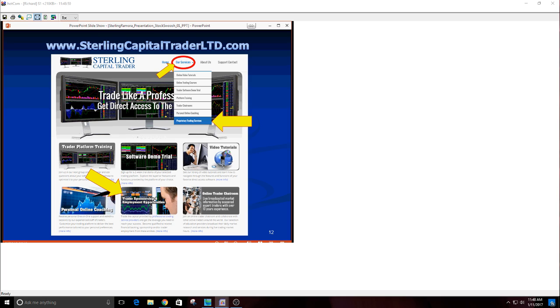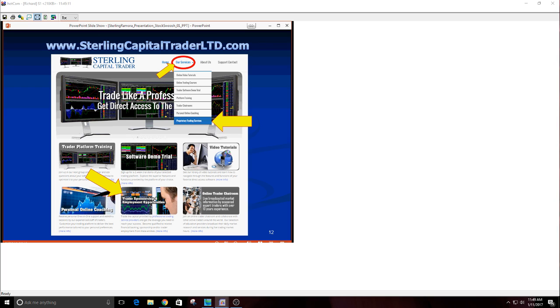When you people are ready to get started, this is how you do it. You go to the website. Up at the top, you could click our services and choose the thing at the bottom. No, Melissa, it's not right. It's not Sterling Trader LTD. It's Sterling Capital Trader. You forgot the word capital. No worries.